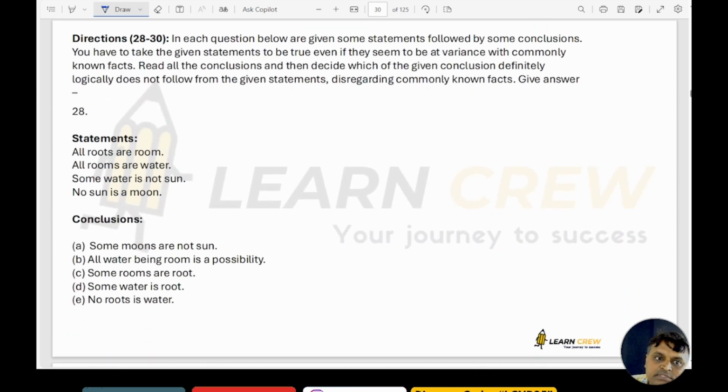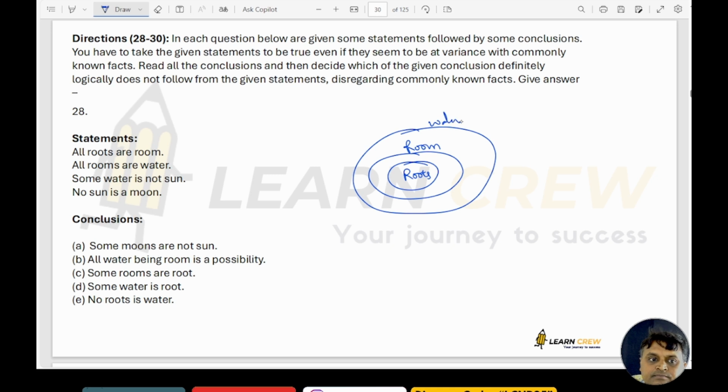Questions 28 to 30, syllogism questions. All roots are rooms. All rooms are water, some water is sun, no sun is moon. Between these two, there is no relation. Now, some moons are not sun. When no sun is moon, some moons are not sun is definitely true.